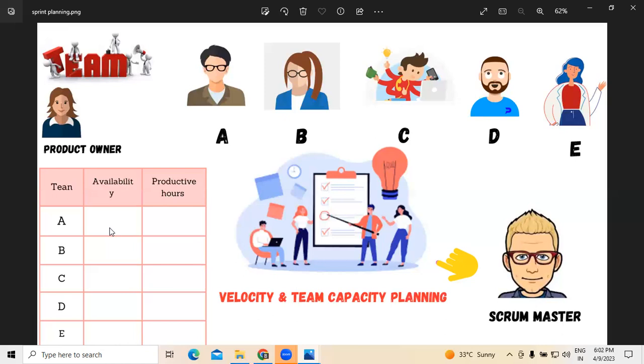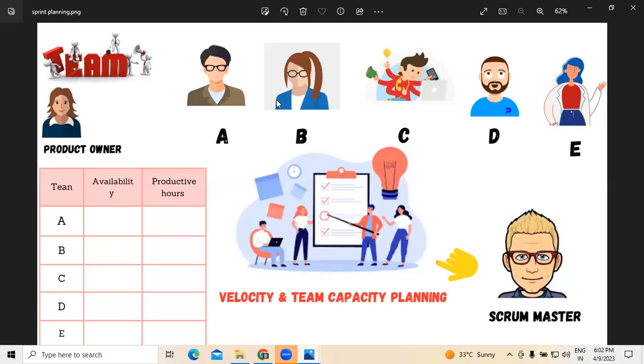The team has to decide how many stories should be taken for the particular sprint, right? For the particular sprint, how many user stories are to be taken will be decided by the team itself here. Understood? Clear? Understood? Yes. Right? The team has to decide how many user stories will be taken, and everything will be decided by the development team.